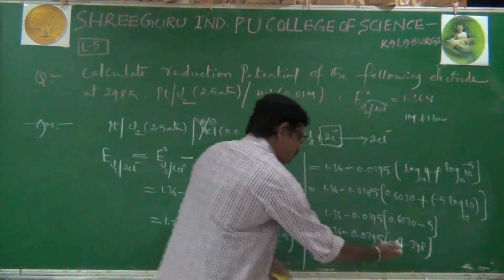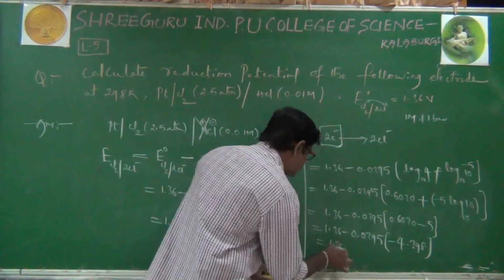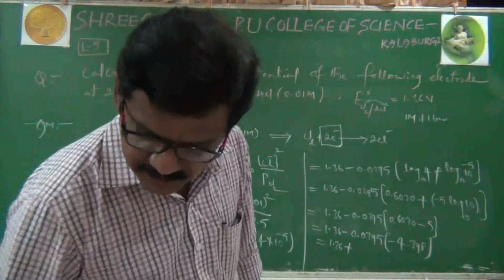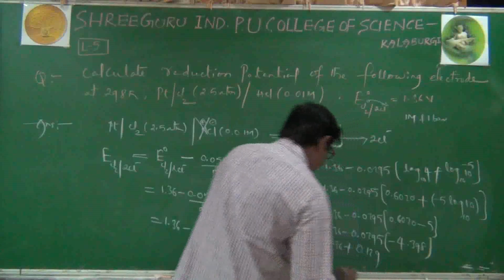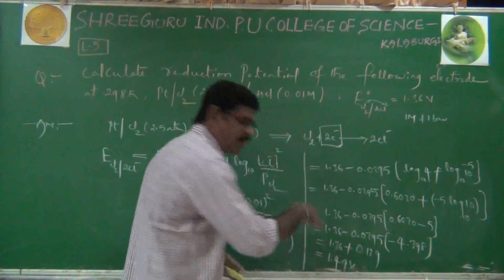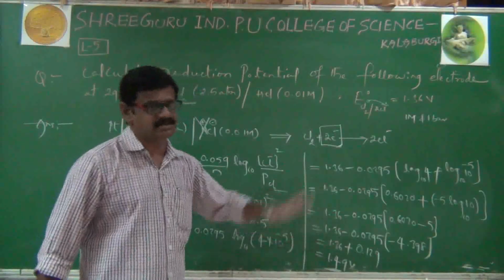Right. Now minus into minus, we'll get plus 1.36 plus. If you multiply these two values, the obtained value is 0.129. And finally, if you add both the values, ultimate value is 1.49 volts is the final answer.